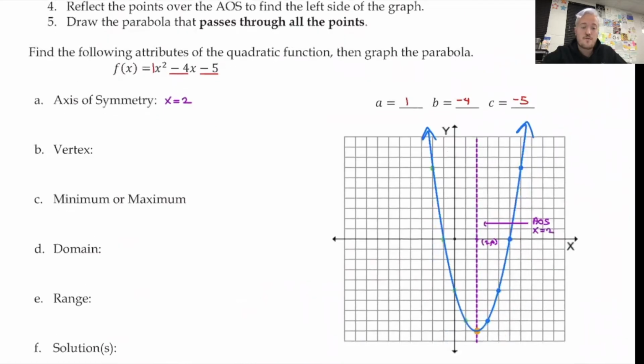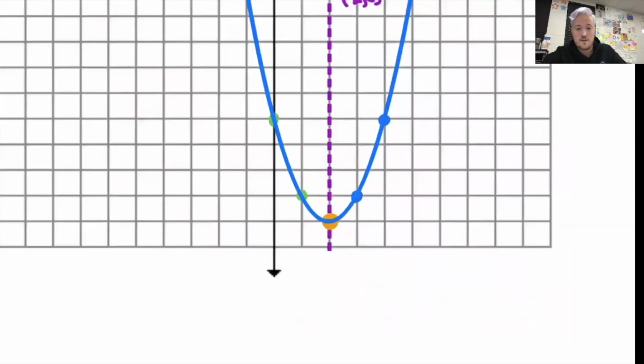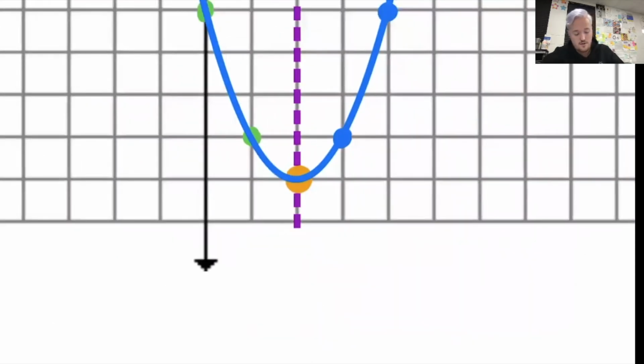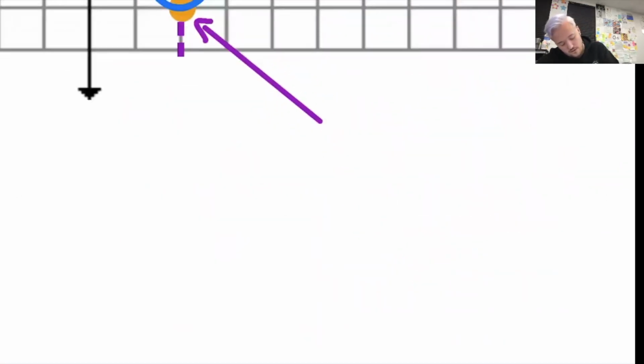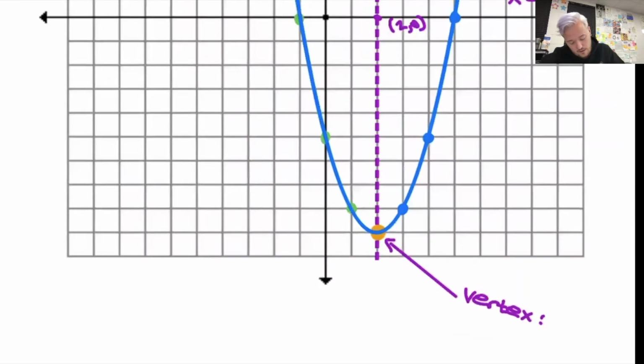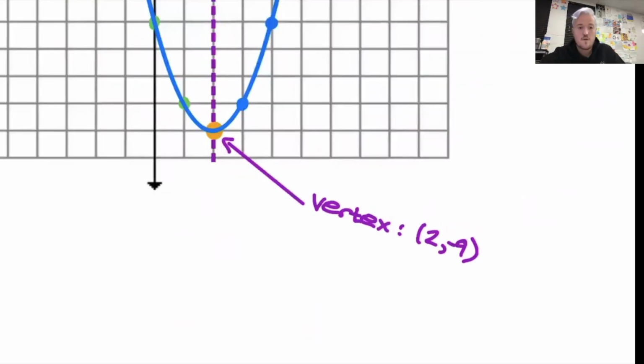All right, now I want to find the vertex. Now remember, the vertex is going to be either the minimum or the maximum of your parabola. Down here, this point in orange is going to be the vertex. That coordinate is, let's see if I can count, 2, -9. All right, so that's what I want to write for the vertex.